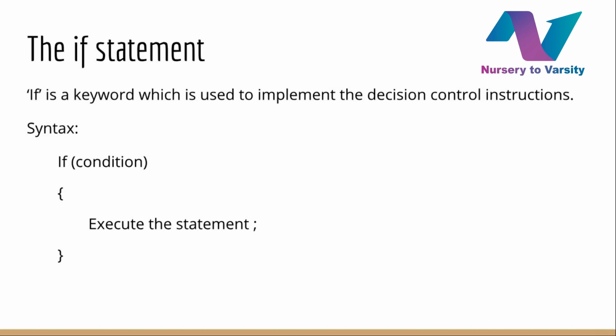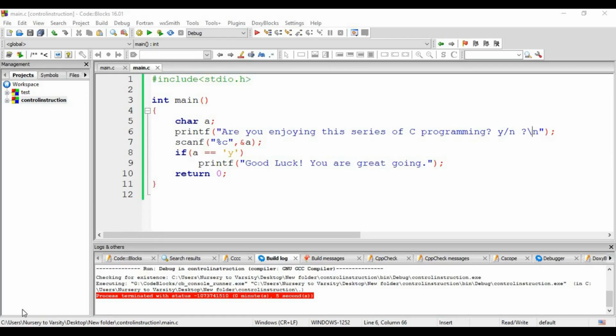So let us understand this with an example. Here, in this example, I have asked a question, are you enjoying this series of C programming? Y or N? It implies yes or no. And I want the answer from you, so I am taking input from the user. Now I have used an if keyword here. The statement next to the if statement will be executed only if the condition inside the if bracket is true. Otherwise it will not execute. So let's build and execute and see the results.